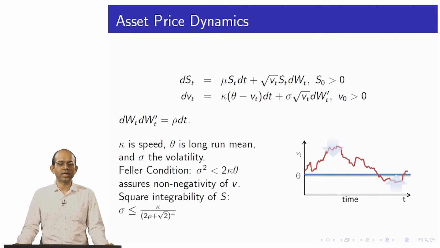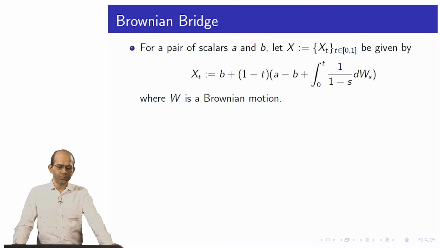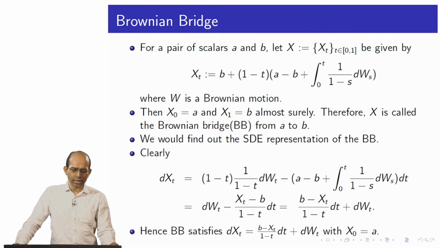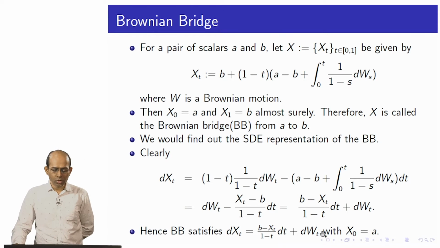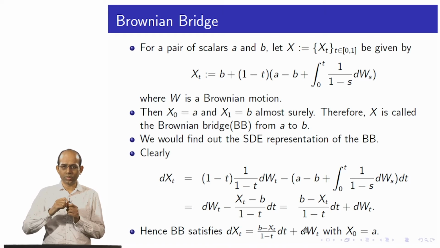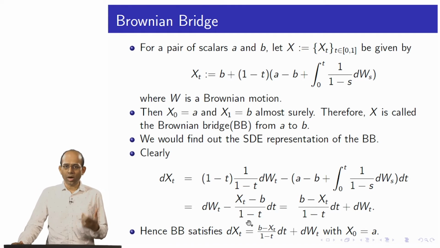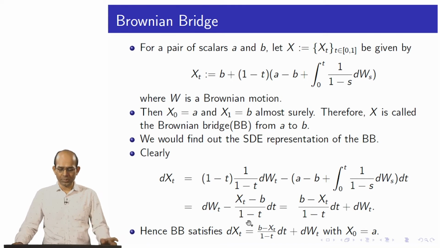But here you have an extra additional term, this Brownian motion, that is giving you the randomness, uncertainty, and that is why we are calling this a stochastic differential equation. So, here also we are getting that dXt is equal to (b minus Xt) divided by (1 minus t) dt plus dWt. That is the equation, where t is ranging from 0 to 1 and the initial condition is a. So, this is the SDE for Brownian bridge from A to B.